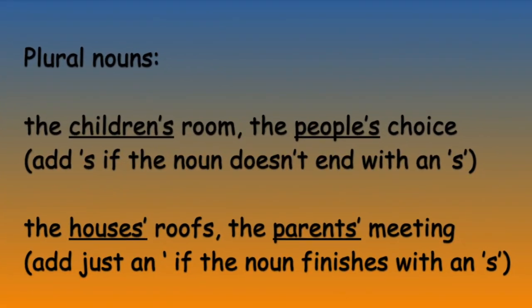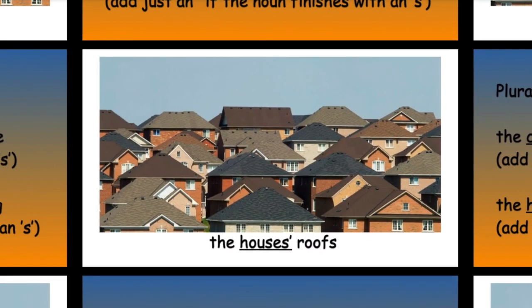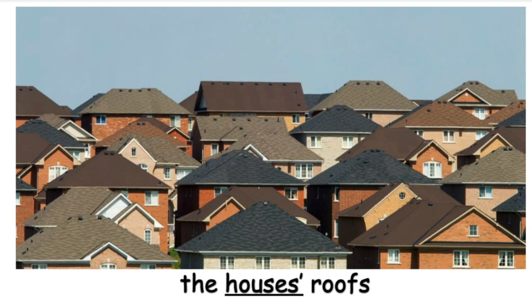Plural nouns. The children's room, the people's choice. Add apostrophe s if the noun doesn't end with an s. The houses' roofs, the parents' meeting. Add just an apostrophe if the noun finishes with an s. The houses' roofs.